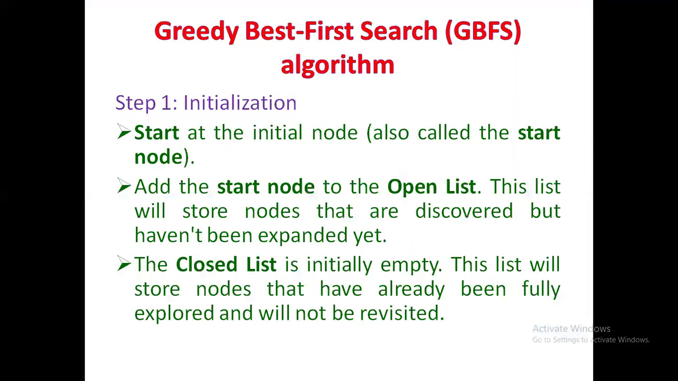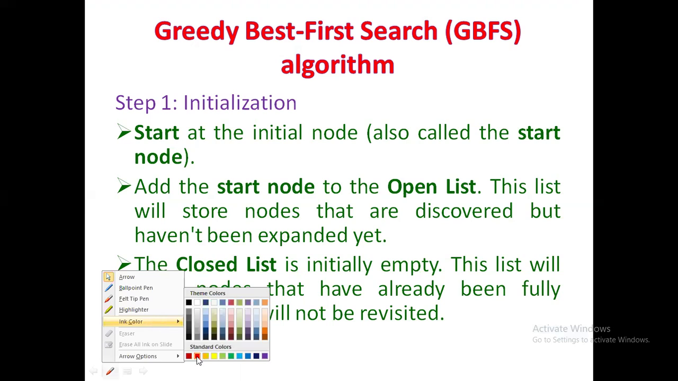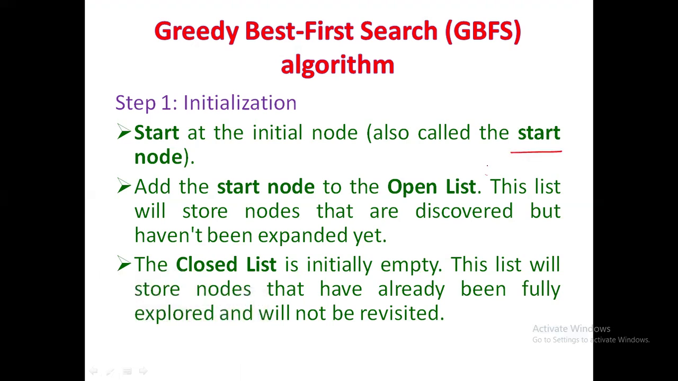Before going into the problem, we'll see the steps to be followed in greedy best first search. The first step is initialization. This step marks the beginning of the greedy best first search algorithm. We start at the initial node, often referred to as the start node. This node is placed in the open list. We'll write it in the problem.